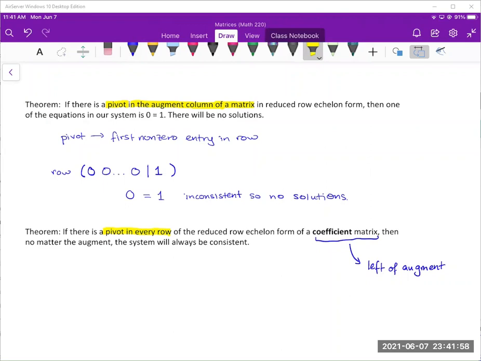So notice that means that we have a non-zero entry in every row left of the augment. And just so that we feel better, notice that means that theorem 1, that situation where we have all zeros on the left of the augment, is not going to apply.